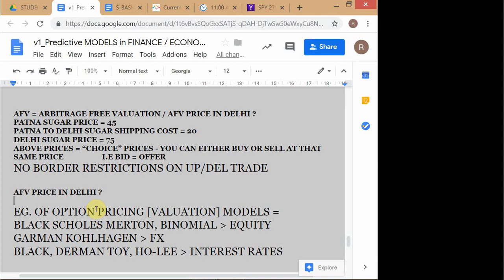In Patna, you can buy or sell at 45 rupees. In Delhi, you can buy or sell at 75 rupees. The cost is 20 rupees to transport, and there are no other costs. Now, is there any opportunity for you to make some money? I'm asking Bhola, what will you do? One minute, be quiet, give him the mic. If I want you to make some money out of this, what can you do?